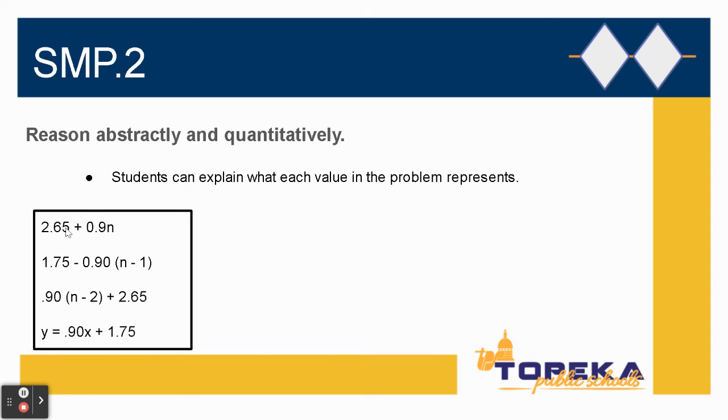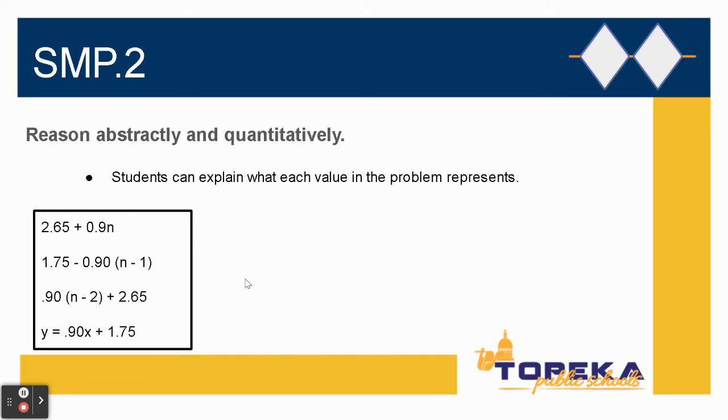If I had put this up on the board to start with, all right, kids, today you're going to do this math problem, 2 and 6500ths plus 9/10 times n. The kids are going to be like, huh, what? But if you do the math problem, you know what each of those numbers stands for. And that is the exciting thing.